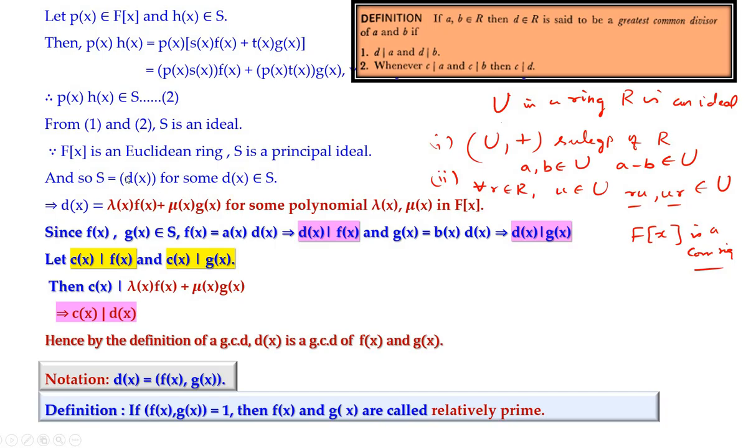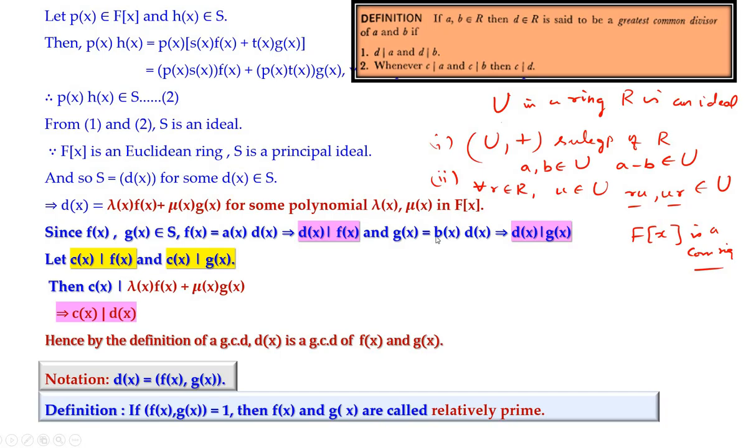But we know that F[x] is a principal ideal ring, which means any ideal when we consider it is a principal ideal. So because F[x] is a Euclidean ring, it is a principal ideal ring.